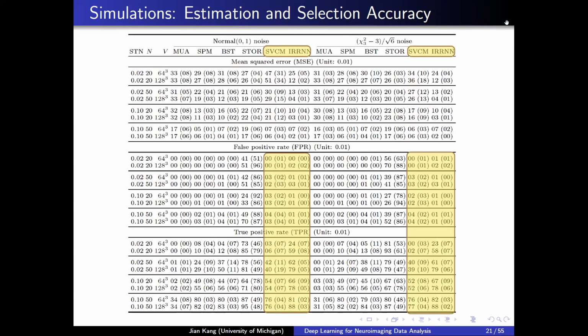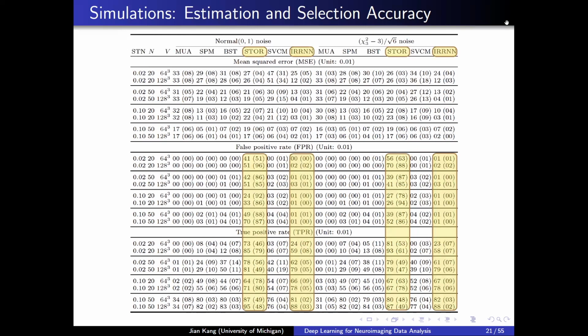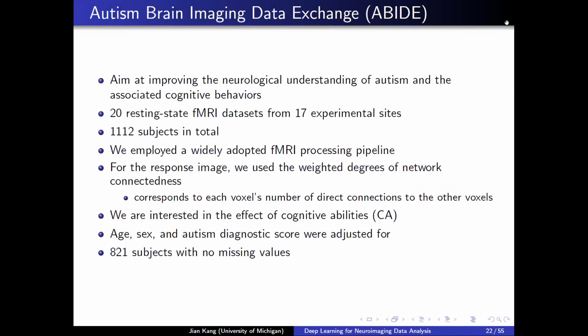Similarly, you can see the power. Both FSM and our method can control the false positive rate, but we have a much better power compared with FSM. If you compare with some low rank sparse approximation methods, they can achieve a similar power, but they cannot control the false positive rate, because their low rank approximation loses the details. Basically, they can select a lot of irrelevant features. And these are the simulation results.